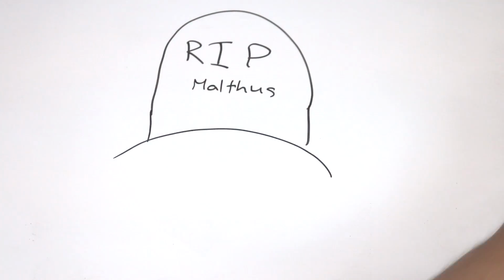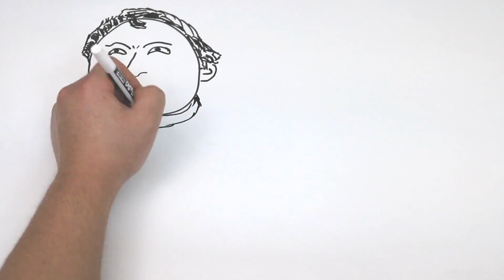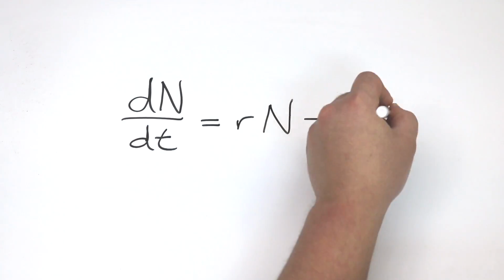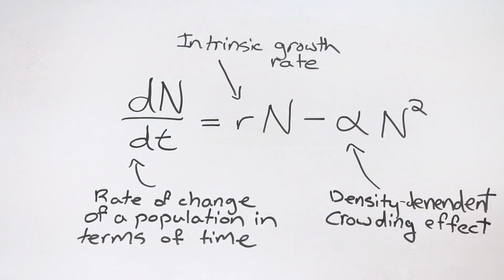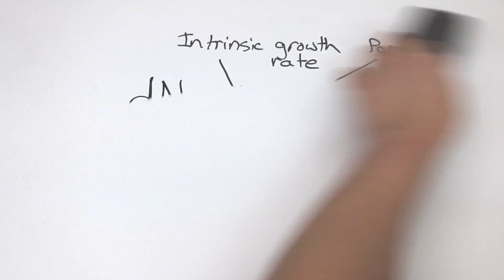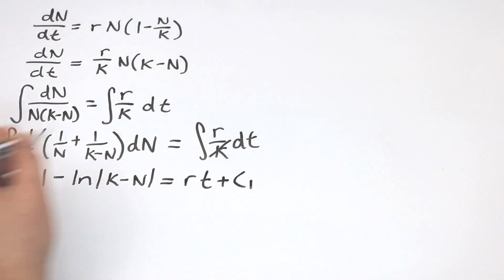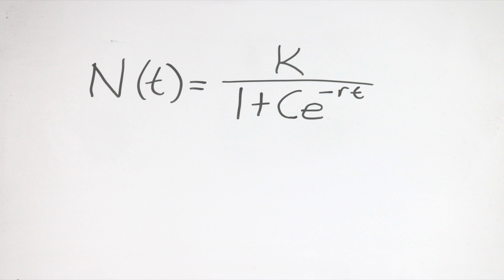4 years after Malthus died, a Belgian mathematician by the name of Pierre Francois Verhulst came along and updated Malthus's population equation. This new equation did not account for the Malthusian catastrophe, but it did model a finite carrying capacity. The logistic equation was modified later to what we see today, and after integrating it, the logistic equation can now be modeled by the function N of t.